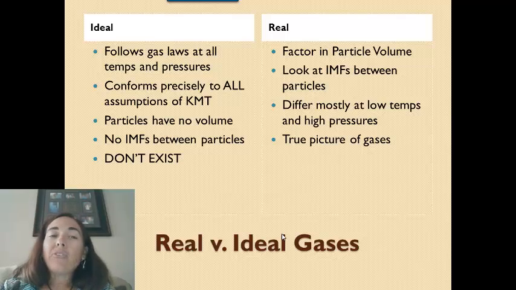Now, real gases and ideal gases sometimes behave similarly, but they differ most often when you're at really low temperatures or really high pressure. Real gases give us the true picture of gases, but studying the ideal gas law and pretending that gases are ideal gives us a simplified picture so that we can predict the behavior of a real gas in a situation. Bring your questions with you and have a great afternoon.